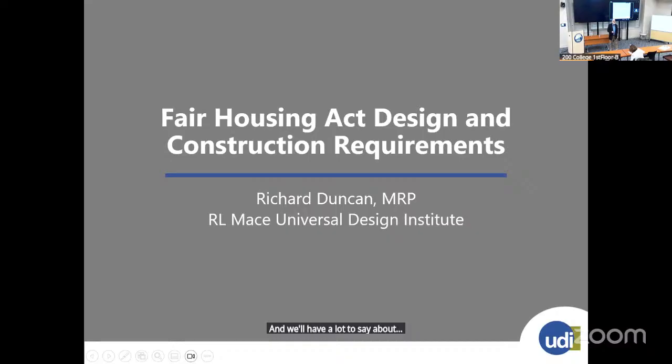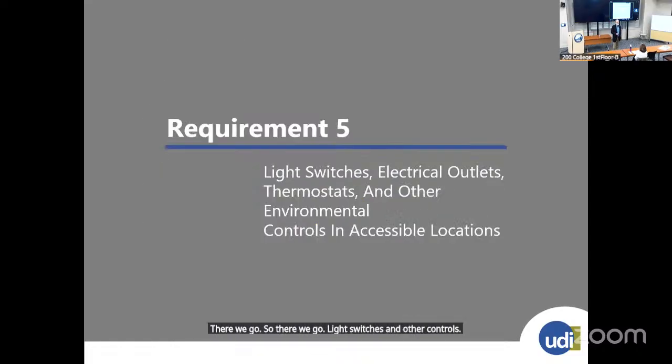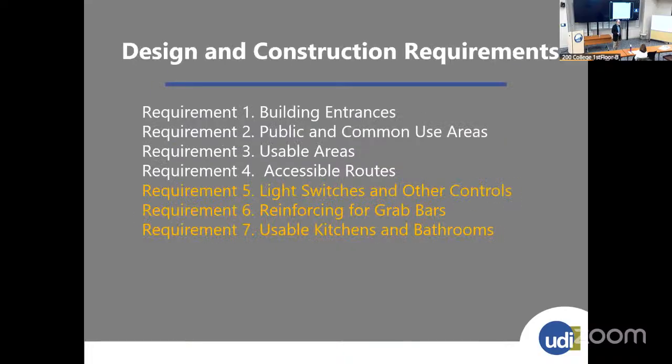So 5 through 7, again, 7 is the big dog. 7 is all bathrooms and all kitchens, the 2 most complicated rooms in the house, and we'll have a lot to say about that stuff. Light switches and other controls, interestingly complicated. Reinforcing for grab bars, we'll have comments on that as well, and then kitchens and bathrooms.